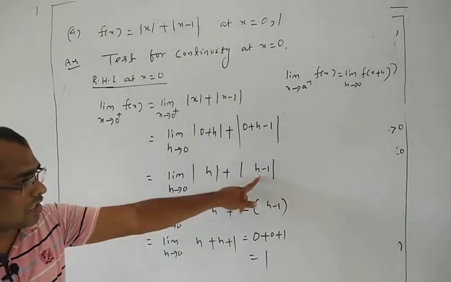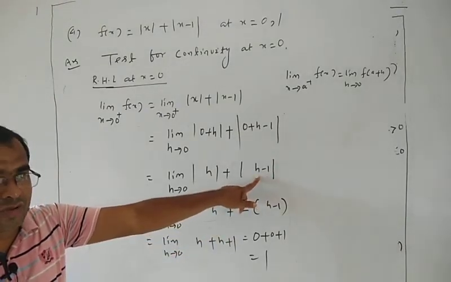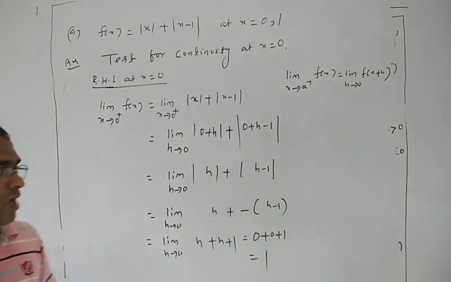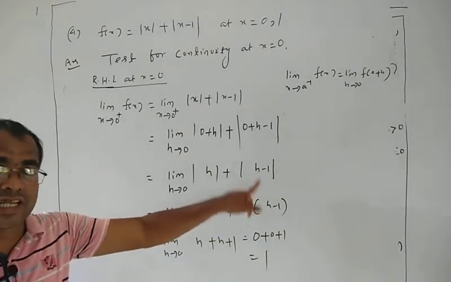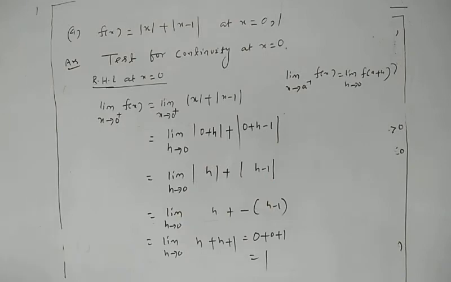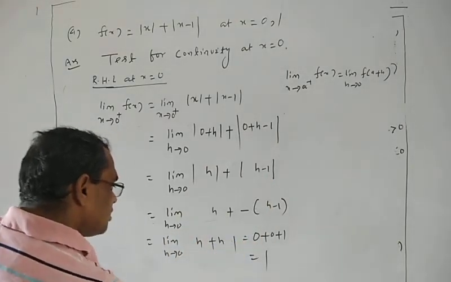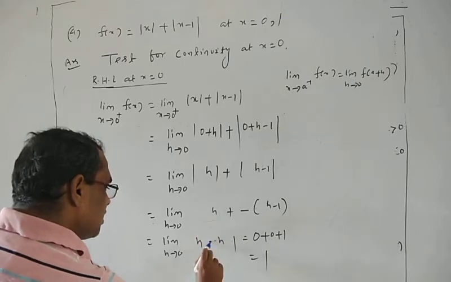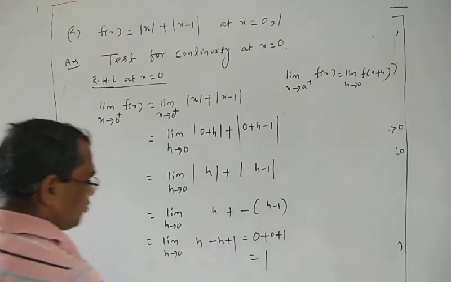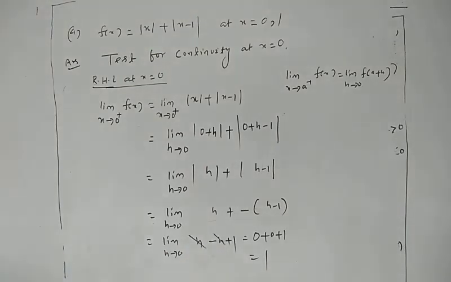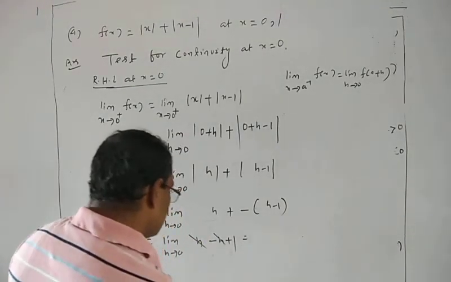Minus of h minus 1, because h minus 1 is a negative quantity. So here, after multiplication by minus, this is minus h plus 1. h minus h cancel and this is 1. So this is equal to 1.